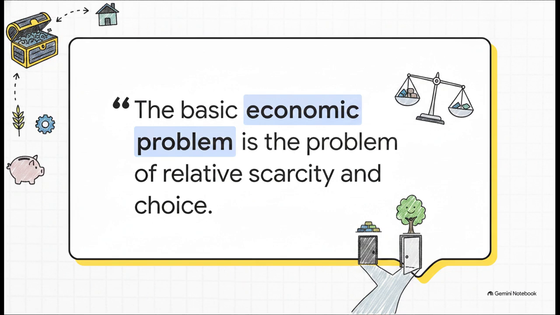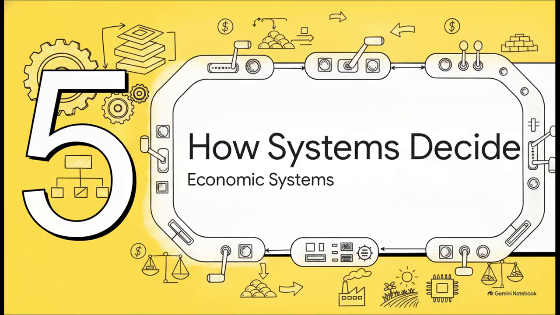And look, this isn't just some theoretical puzzle for academics sitting in a classroom. It is the ultimate, incredibly high-stakes challenge for any society that's trying to survive and thrive without leaving the cupboard totally bare for tomorrow. Section 5. How systems decide. We know that choices are tough, and those levers are incredibly heavy. So how do different societies actually go about programming their control panels?